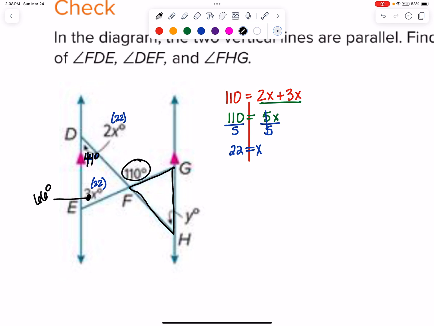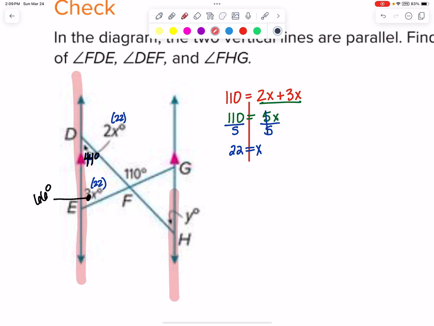Well, I know 110 equals y plus, and I have this other unknown here. So that doesn't really help me too much. I need to do some other thinking to get some numbers down there, because I can't have two unknowns. Blank plus blank equals 110. That doesn't really help me. So I think we are going to have to use that understanding of our parallel lines and our transversals.